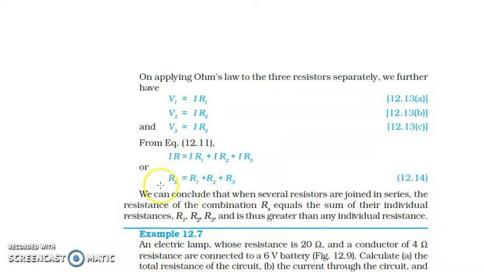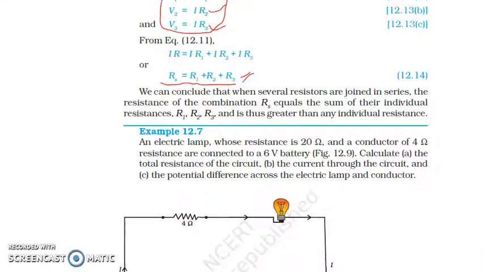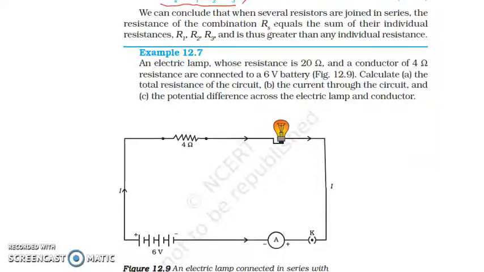This was the final expression for resistance in series, where V1 was I into R1, V2 was I into R2, and V3 was I into R3 by Ohm's law. These were the different potential differences across all three resistors, and this was the final formula that we got for resistance in series, that is R series is equal to R1 plus R2 plus R3. On this part, we'll be starting with this numerical that we have.